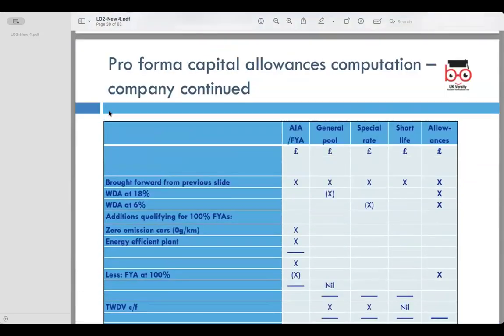So this is a pro forma for companies, continued, for capital allowances.